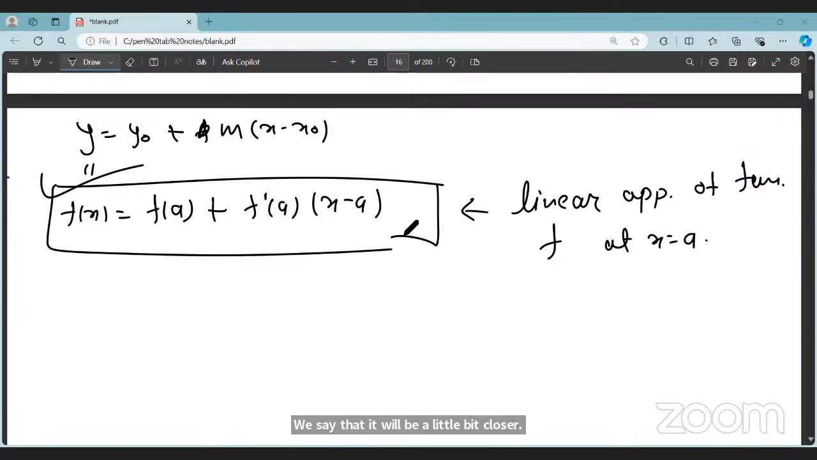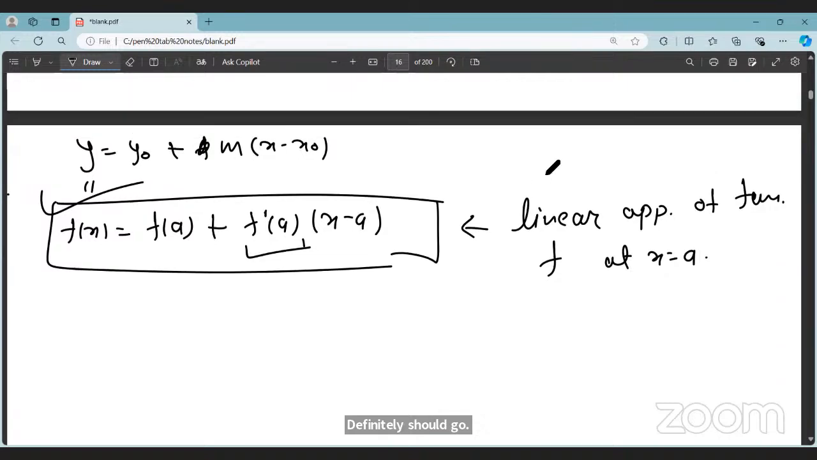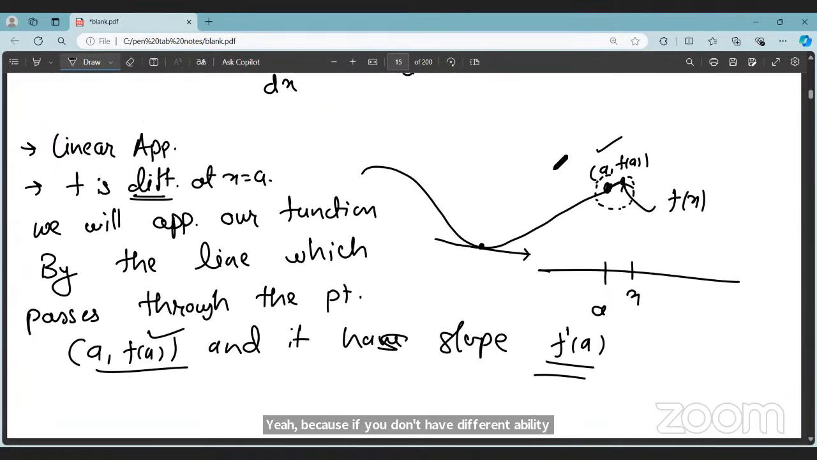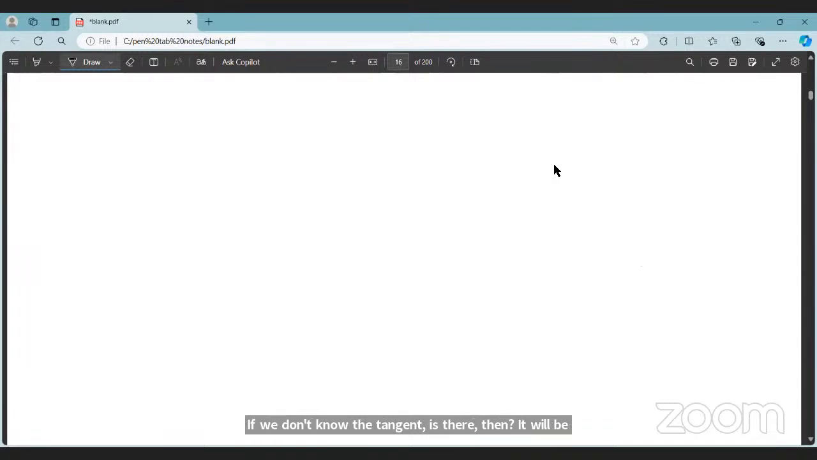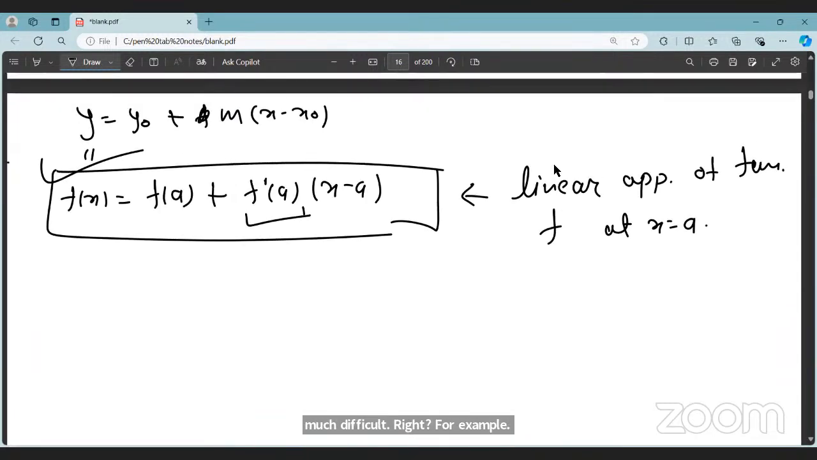Ma'am, we have to just differentiate the function at that particular point. f dash at a, we need differentiability at that point. If you want to approximate our function via linear approximation, then we need differentiability. Because if we don't have differentiability, then we don't know how our function will look. Differentiability gives us a little bit of information. The tangent is there, so you can approximate via a straight line. If we don't know that the tangent is there, then it will be much more difficult, right? Ma'am, the direction of the line will be in the direction of the tangent here, right? Right.